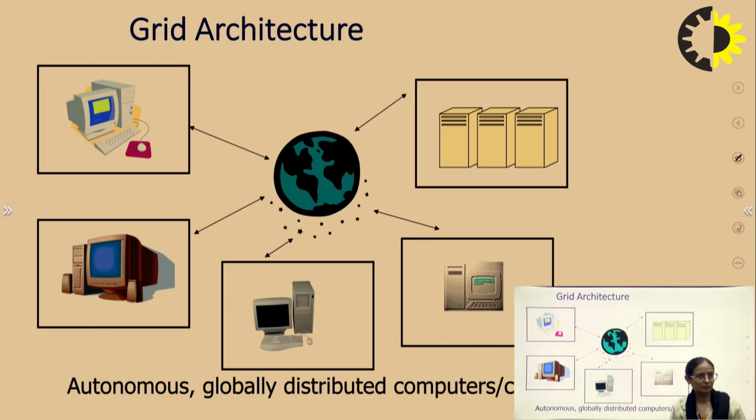This is a simple grid system, you could say. So these are the various systems. On some systems we are doing computations, on some systems we are storing the data, and we are interacting. These systems interact among themselves. They are autonomous, that is, acting on their own, may be present at any place in the world, and basically they are forming a cluster.